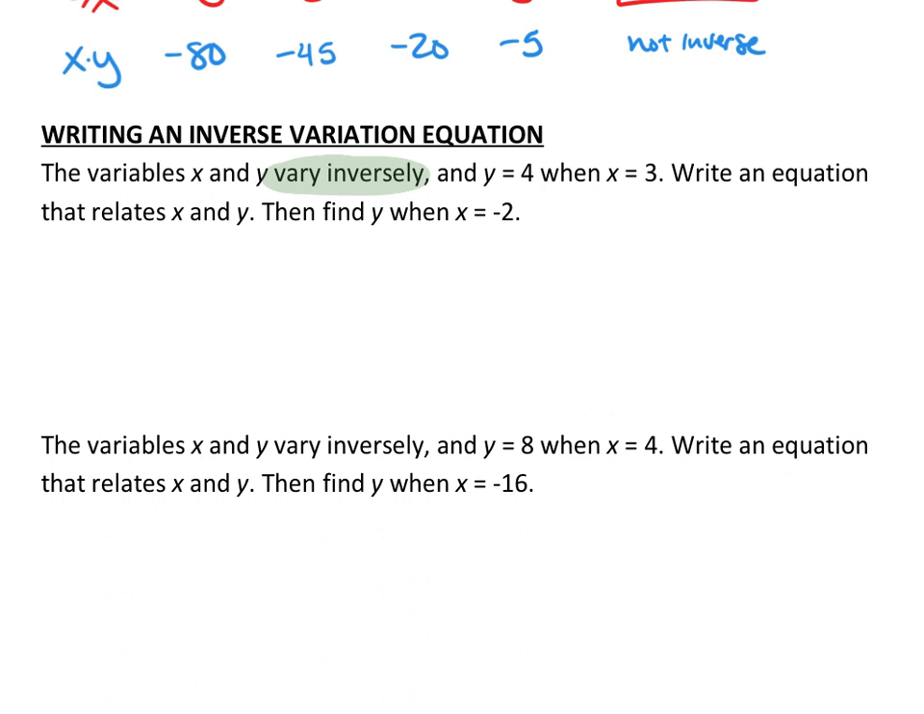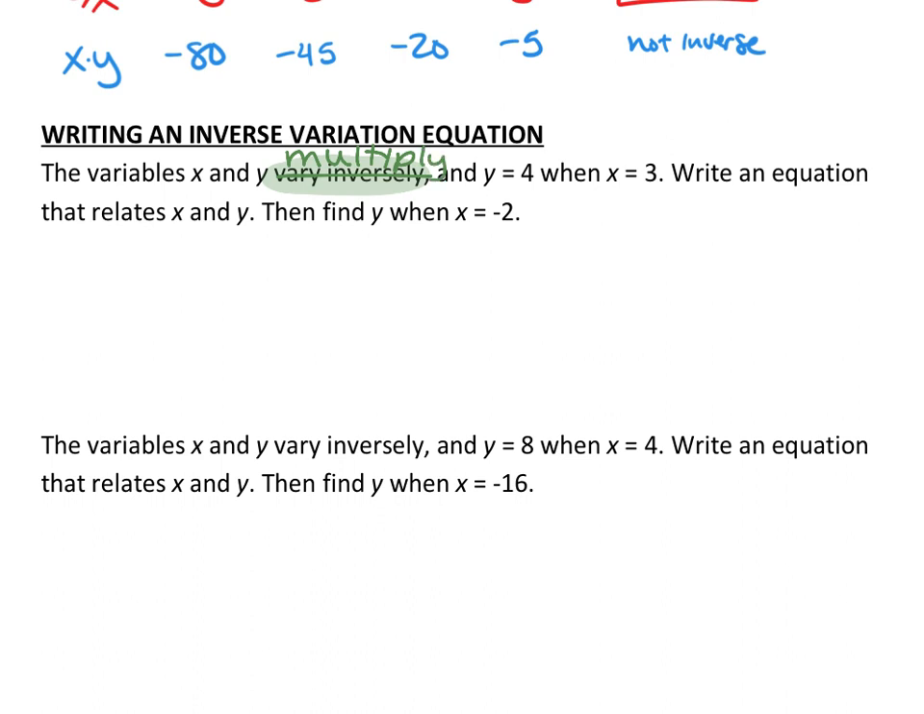And y equal to 4 when x equal to 3. Write an equation that relates y, x and y. Then find y when x is equal to -2. Now to tie this back to the way that we did these problems in Algebra 1, when you see the words vary inversely, I want you to mark them out and write the word multiply.